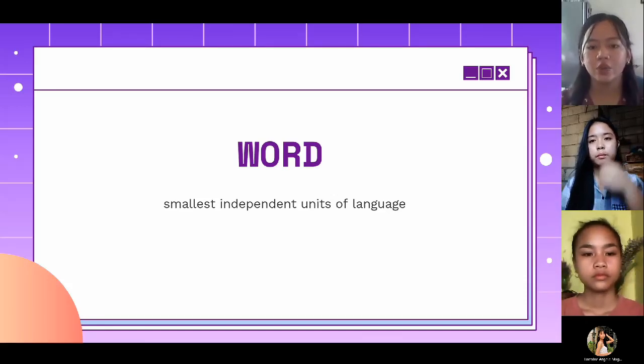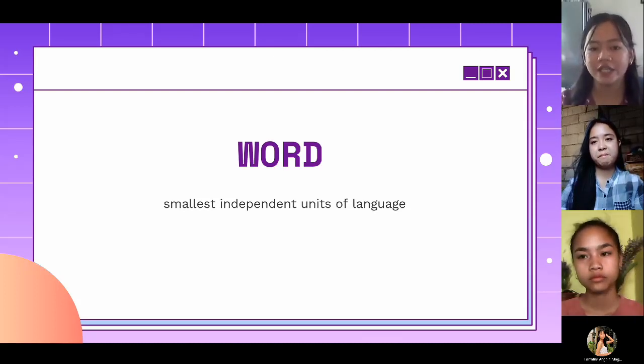So, what is a word? Word is the smallest independent unit of language. So, later on, I will differentiate the difference between the word and the morpheme. So, next slide, please.